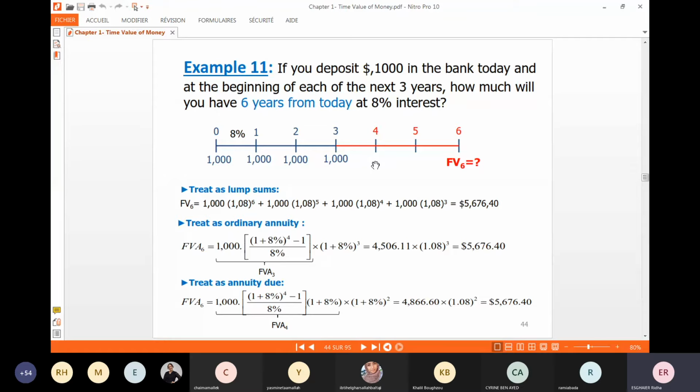Now, I'm asked to compute their value for 1,000, 6 years from now. 6 years from now. This date is 1 year from now, 2 years from now, 3 years from now, 4 years from now, 5 years from now, and the date 6 represents the future value at the date 6 years from now. So 6 is the end of the year 6. Now, how to compute the future value of all these deposits?